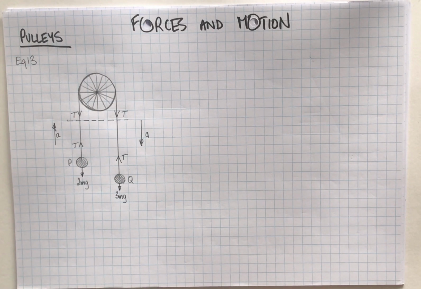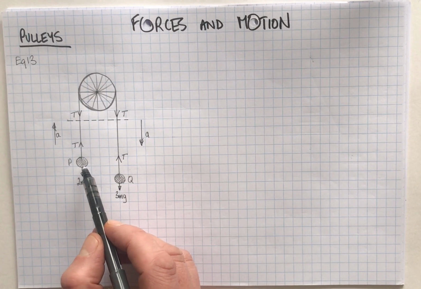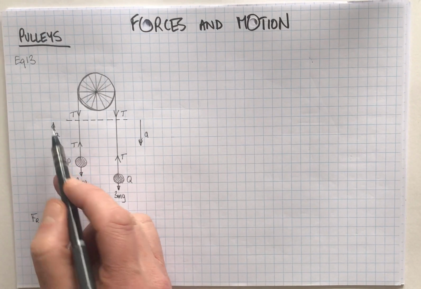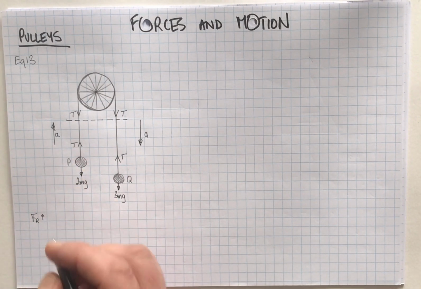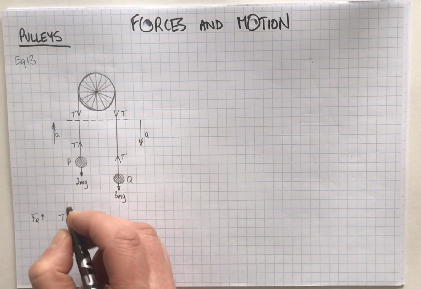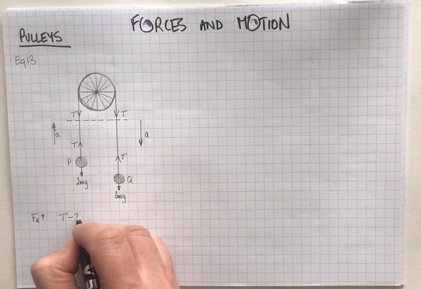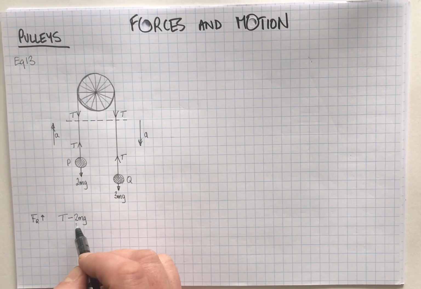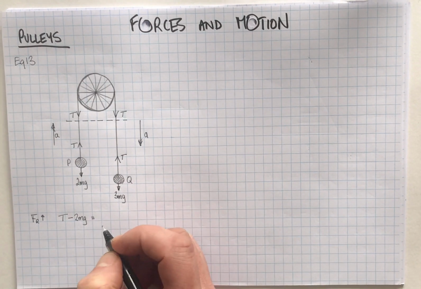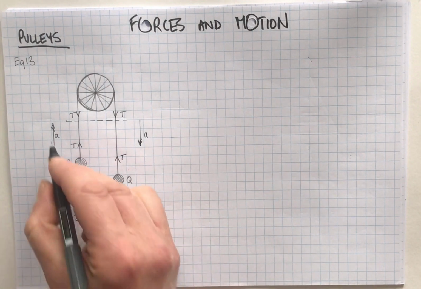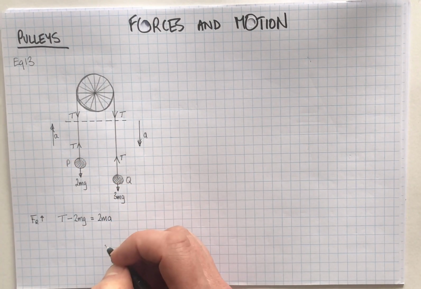Okay, we need to write down an equation for the motion of P. Let's have a look at the motion of P. Well, let's do the resultant force, and because the motion is upwards, the acceleration is upwards, we're going to consider upwards as positive. So this tension here is positive, this is negative, minus 2mg, so the force upwards, the force downwards, T take 2mg equals the mass times acceleration, 2m times the acceleration, which is A.